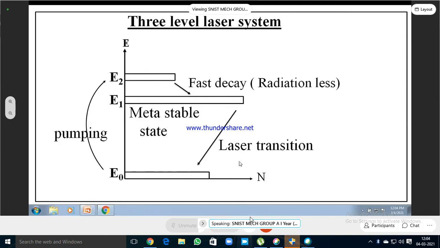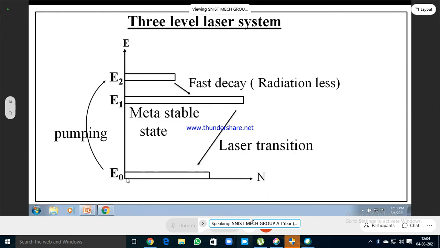So the number of atoms in the energy level E0, the ground state, is n. Number of atoms in the ground state, E0 level, is n. Okay. So by suitable pumping mechanism, the atoms, suitable pumping mechanism may be like electrical discharge, or maybe optical pumping, or maybe elastic collision or whatever.